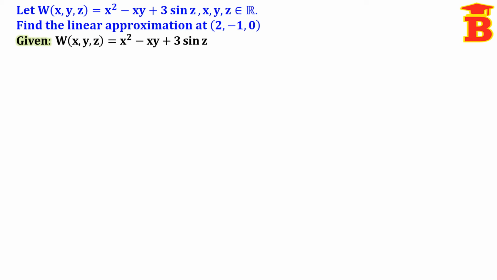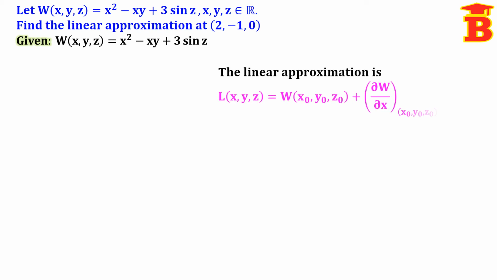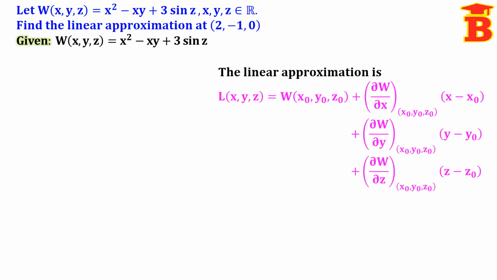Now write the formula. Here remember w is a function of x, y, z. There are 3 variables. So we have to write the formula also in terms of x, y, z. So the linear approximation is L of x, y, z equal to w of x naught, y naught, z naught plus dou w by dou x at the point into x minus x naught plus dou w by dou y at the point into y minus y naught plus dou w by dou z at the point into z minus z naught.